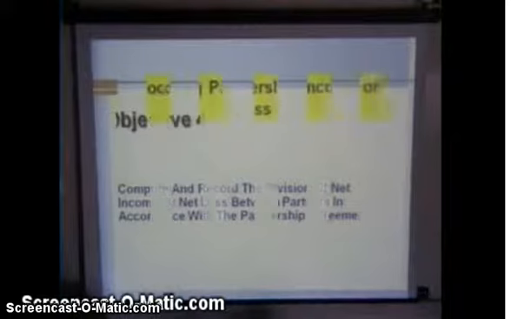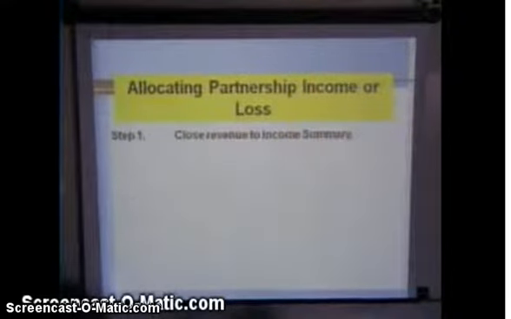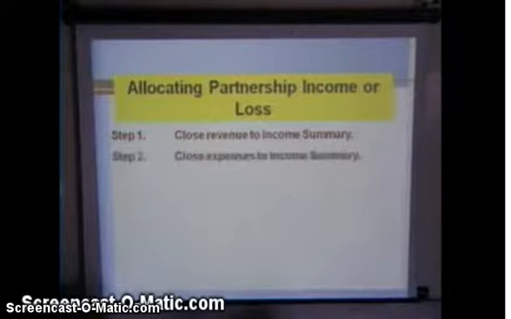Divvy up the net income or net loss. Again, we use our same closing process. Close our revenue to the income summary. That's what we always do. Close our expenses to the income summary. Nothing different, nothing new.